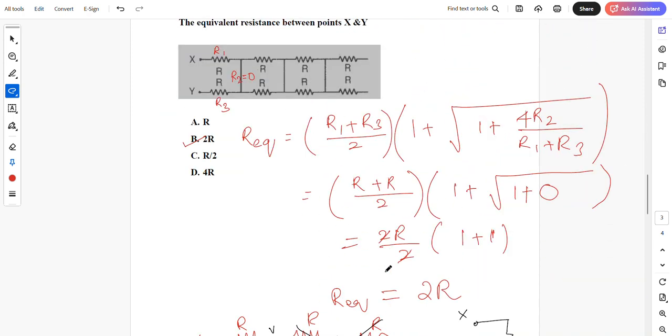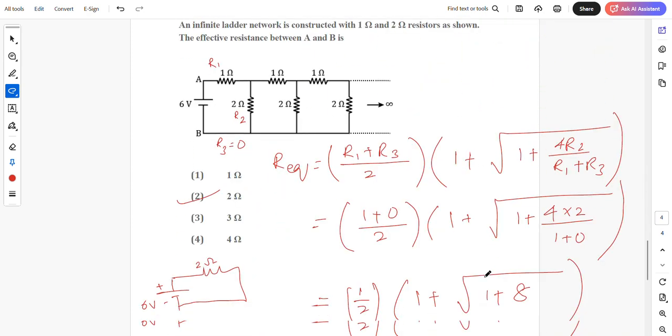This is the second problem. It is very easy. Directly you can add up the resistances to R. Otherwise use the formula, you will get it. Now in the third case, he is asking you to calculate the effective resistance between A and B, and this is the formula. Here R3 is 0. Hope you understood. You might have enjoyed these kind of problems.